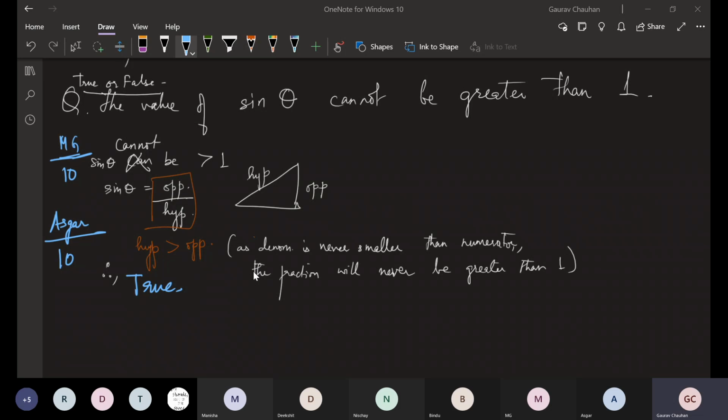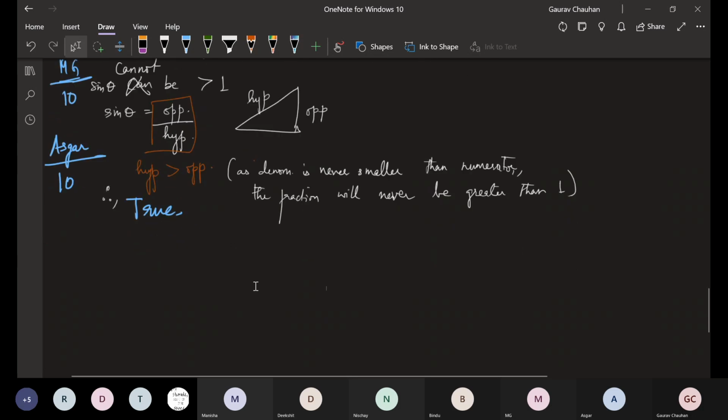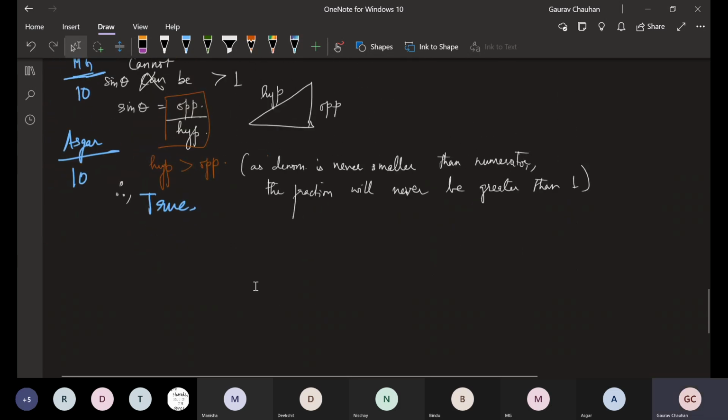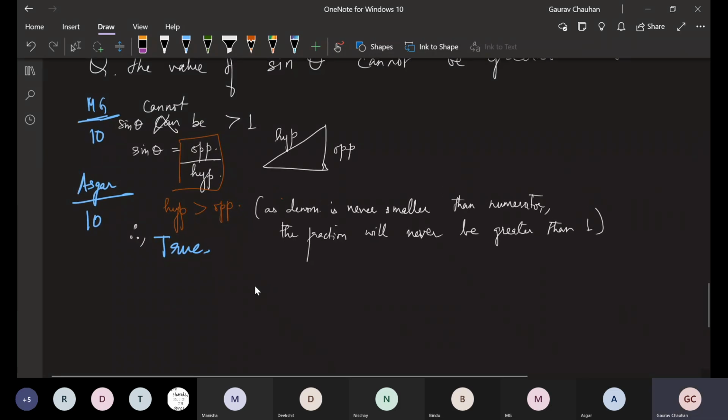Same goes with cos theta. In cos theta also, it is adjacent by hypotenuse. Hypotenuse is in denominator, so this number will never become greater than 1. We'll have more of these discussions in the future, but for now, let's go to question number 2. Question number 2 is a simple question.